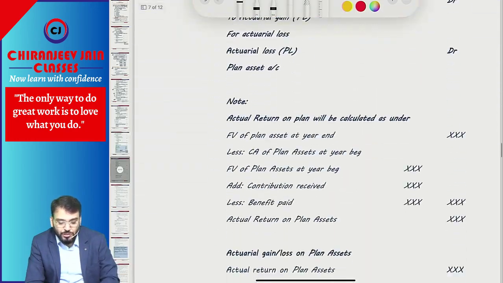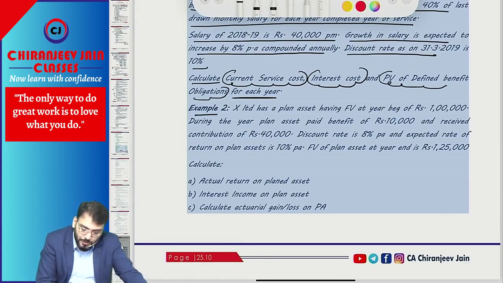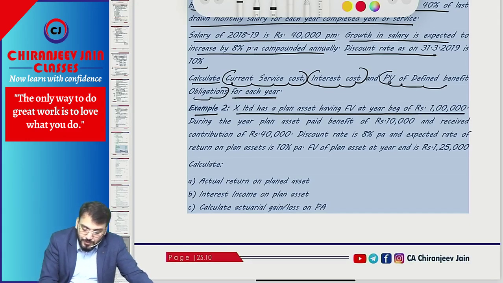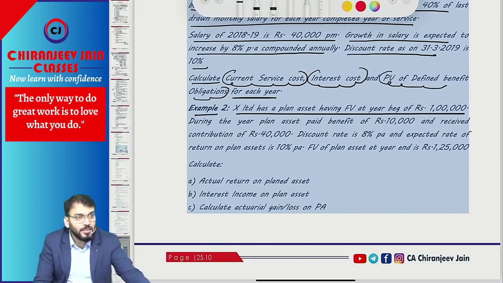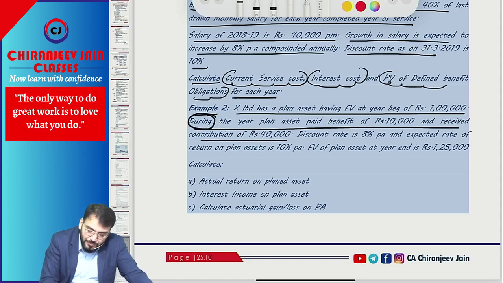Now, let me take one question, then I'll come to some other point. Come to example number 2. X Limited has a plan asset having fair value at year beginning of rupees 1 lakh. Example number 2 is given in this AS summary only. During the year, plan asset paid benefit of rupees 10,000 and received contribution of rupees 40,000. Understood? Whenever they say during the year, we'll assume mid of the year.